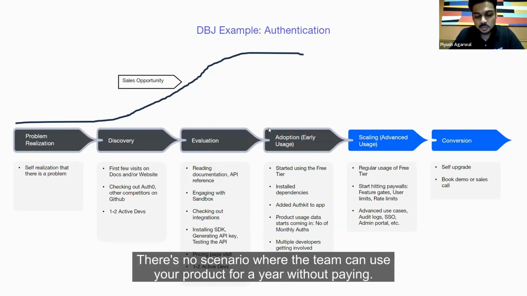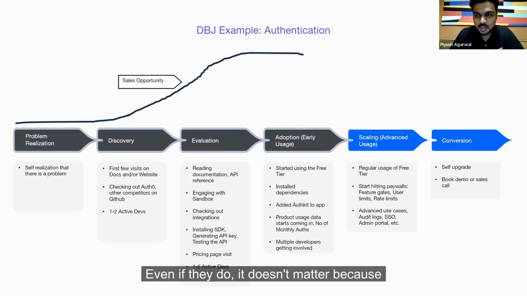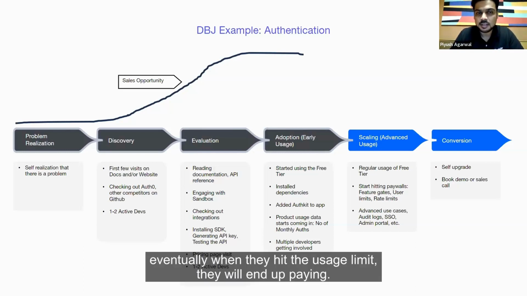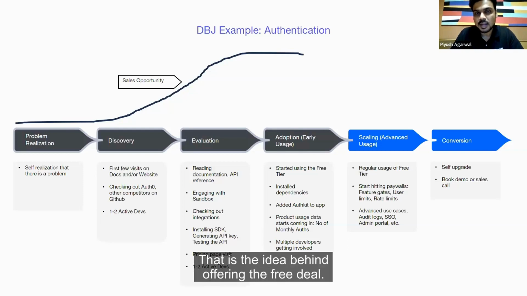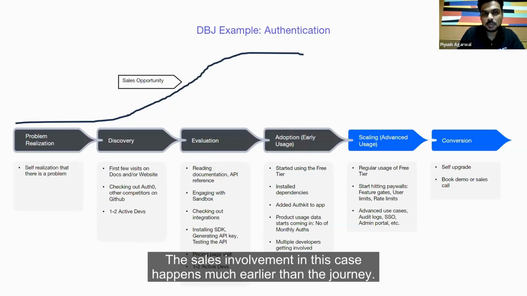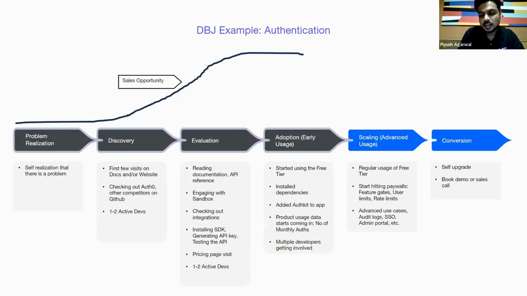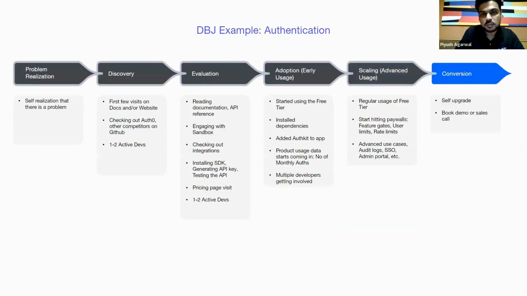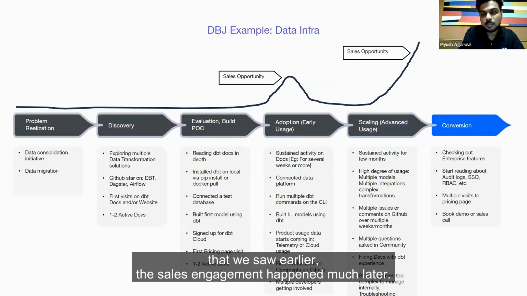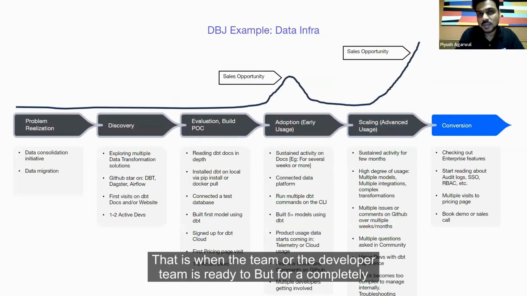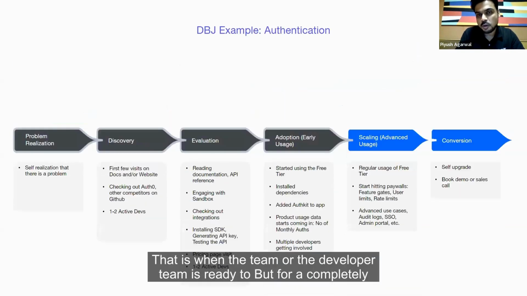There's no scenario where the team can use your product for a year without paying. And even if they do, it doesn't matter, because eventually when they hit the usage limit, they will end up paying. That is the idea behind offering the free tier. So the sales involvement in this case happens much earlier in the journey. If we compare that with an infra product that we saw earlier, the sales engagement happened much later. That is when the developer team is ready to buy.